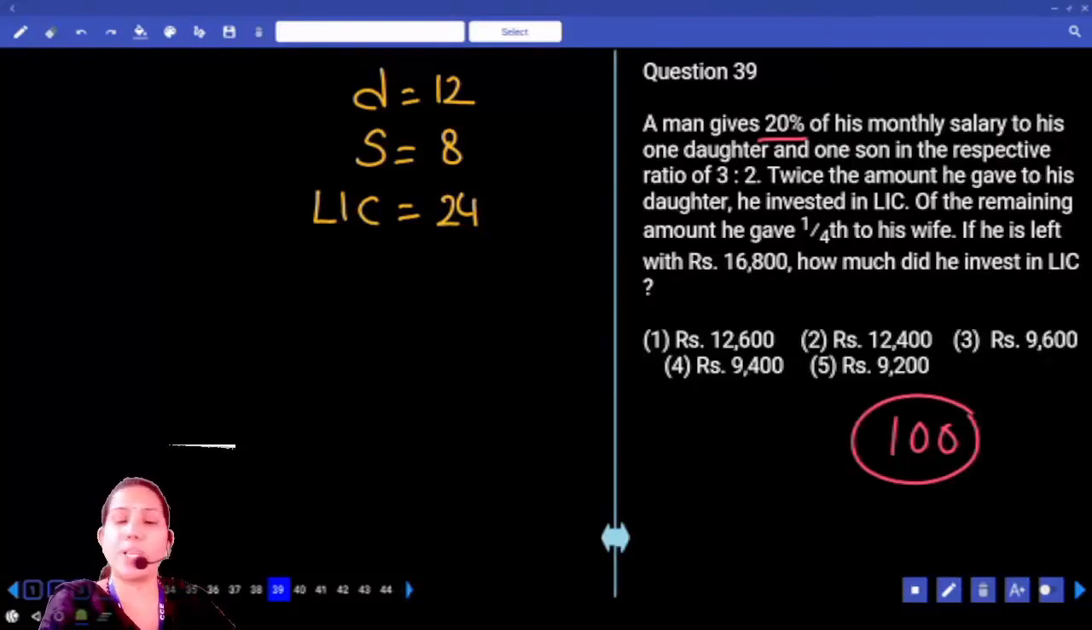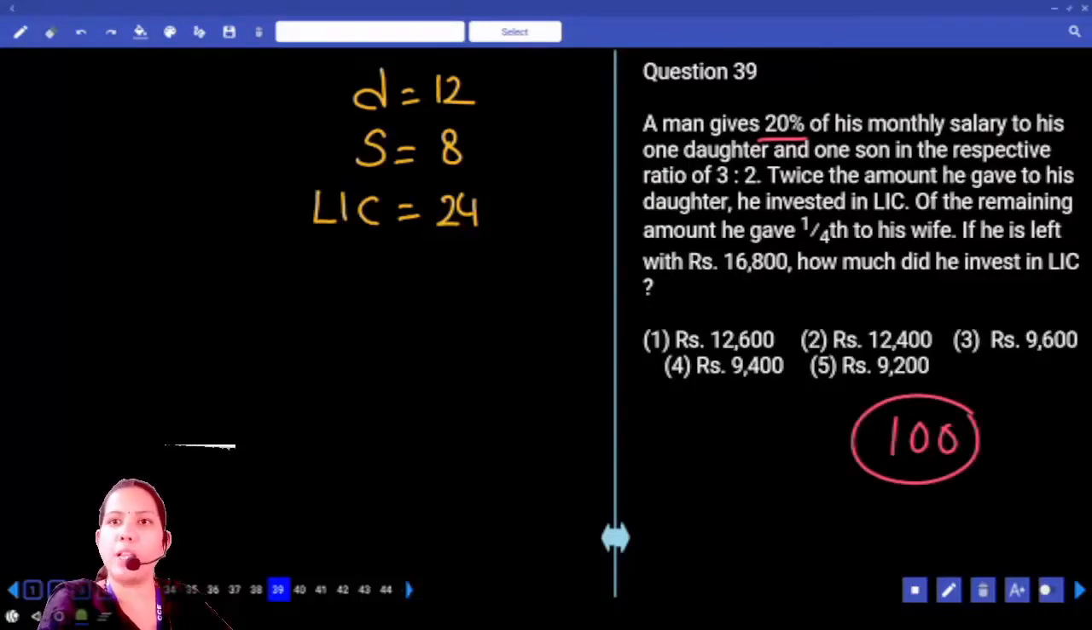Okay, look at the options. The question asks how much he invested in LIC. LIC is 24%, so the answer must be a multiple of 24. What is the rule for 24? Check 8 and 3. 24 means 8 and 3. What is the rule for 3? Is the first option a 3 multiple? Yes.